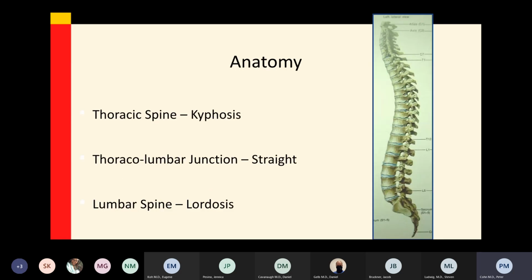Some brief anatomy points. Thoracic spine has kyphosis. The thoracolumbar junction is relatively straight, and the lumbar spine is lordotic. There's also a change in the facet orientation between the thoracic spine, where the facets are more coronally oriented, and the lumbar spine, where they are more sagittally oriented.